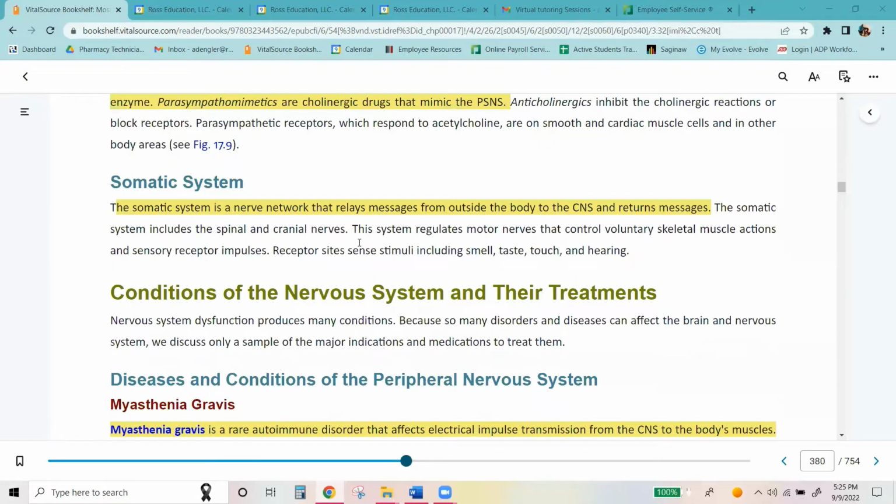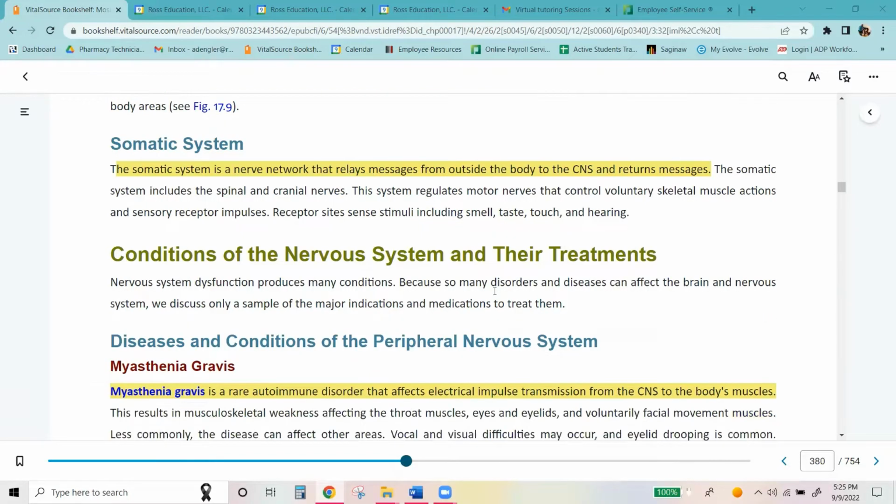The somatic system is a nerve network that relays messages from outside of the body to the CNS and then returns those messages.